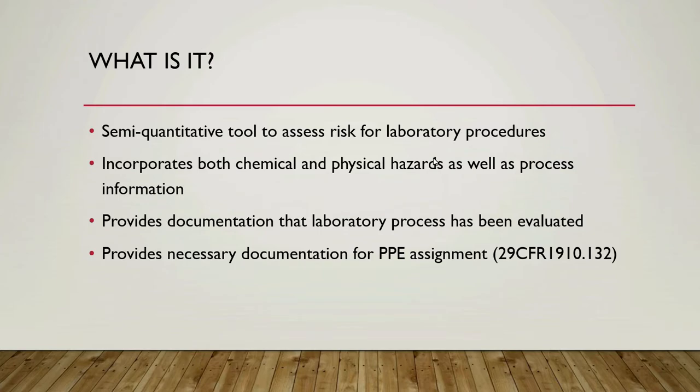The tool is semi-quantitative. The user will assign scores to process categories that incorporate chemical hazards, physical hazards, and process hazards, and turn that score into an overall score for the entire process. The tool provides a way to step back and to evaluate a chemical process for safety. Using the tool will provide important documentation for safety professionals in the event of an abnormal or an upset condition, and it will also provide the documentation necessary to satisfy the evaluation for PPE assignment as required by the regulation.